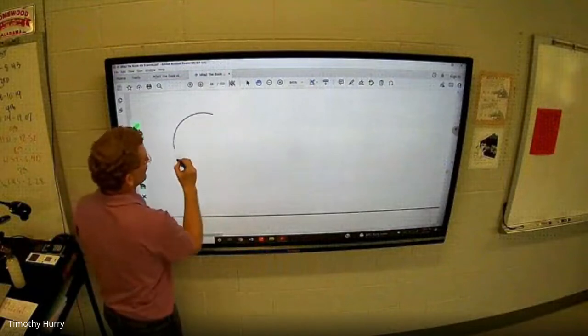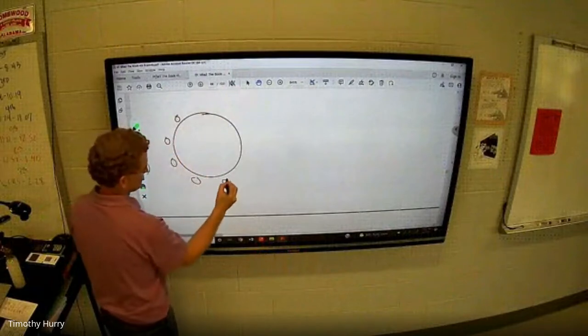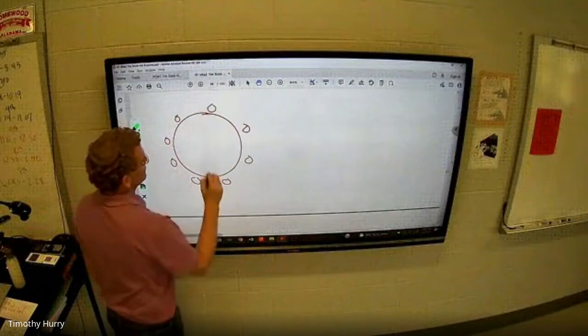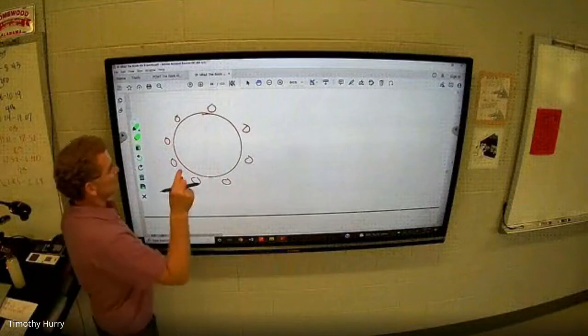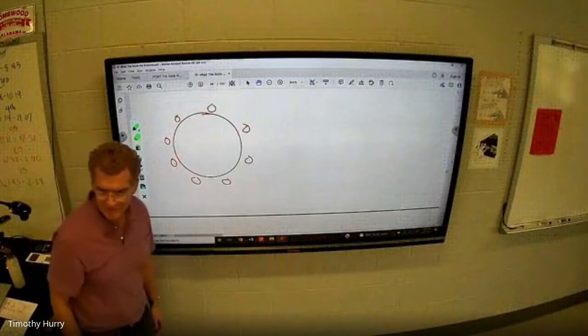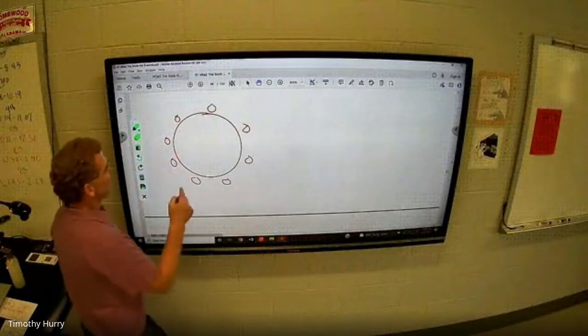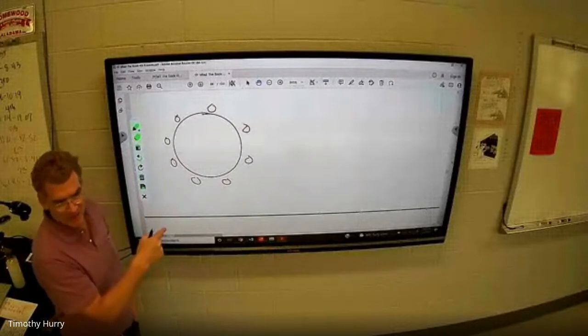Like, what if I said, all right, guys, there are 8 chairs surrounding a table, okay? 1, 2, 3. That's 8. Come on. Oh, man. Okay. So there's 8 chairs around a table, right?